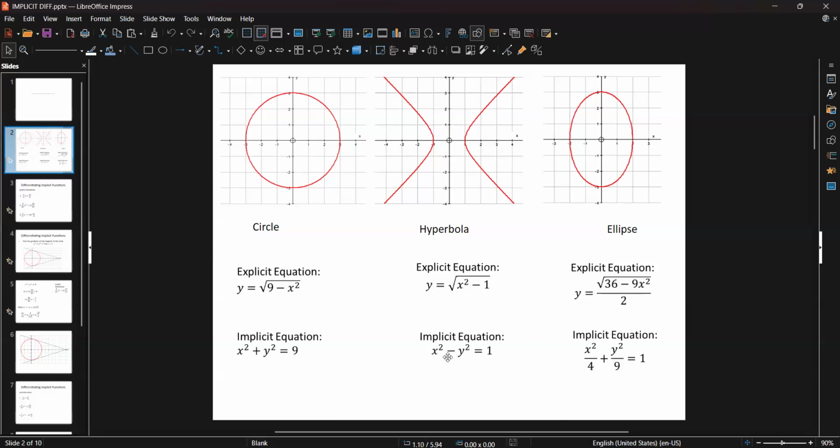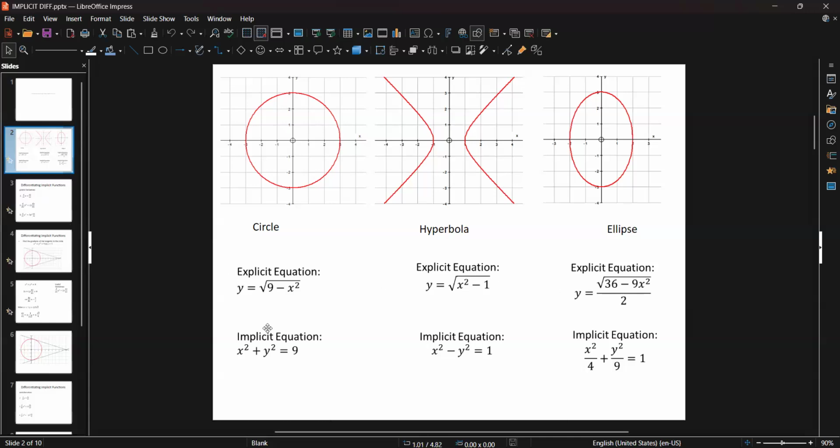So here they are, these three. I guess a lot of you would say, man, these shapes here, the circle, the hyperbola, the ellipse, they aren't functions, but we do call them functions in calculus and in later mathematics. We kind of slacken up the definition of a function. We don't want to restrict ourselves too much.